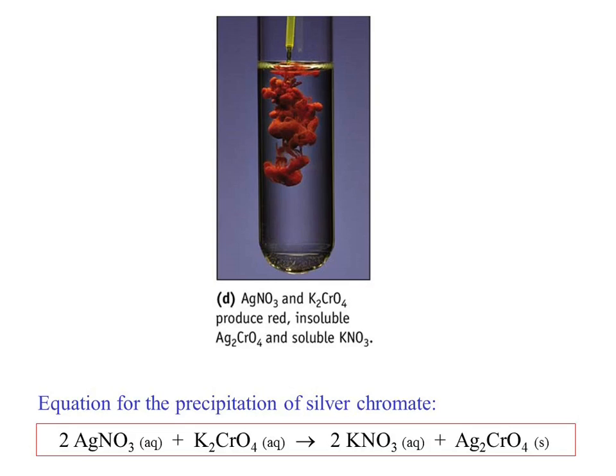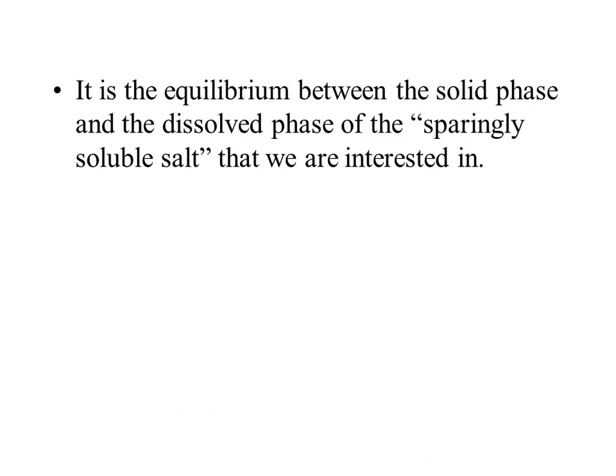One more. Silver nitrate and potassium chromate, both soluble salts, form potassium nitrate, which is also soluble, and silver chromate, which is insoluble. All right. So a minute ago when I picked on whatever that solid is over there, maybe the lead 2 sulfide, you need to be able to write the equilibrium for that solid with its cation and anion.